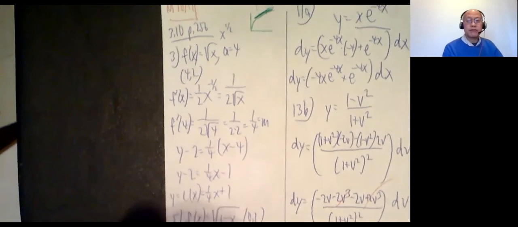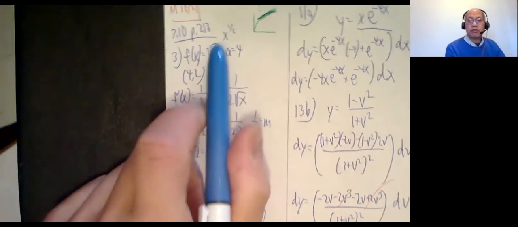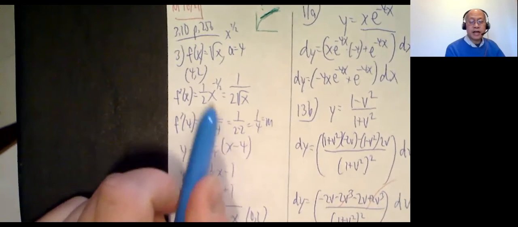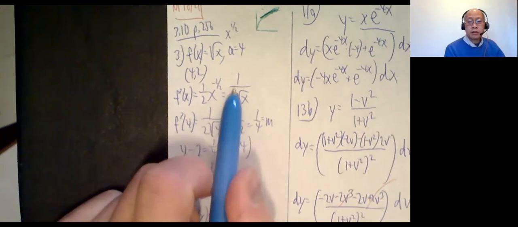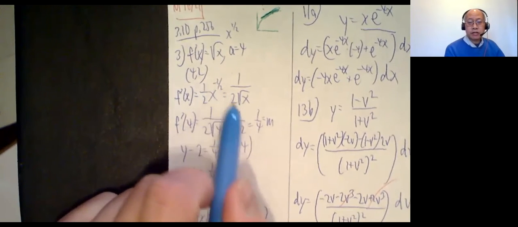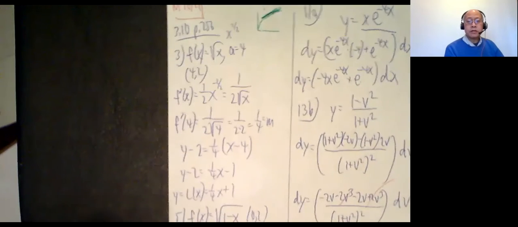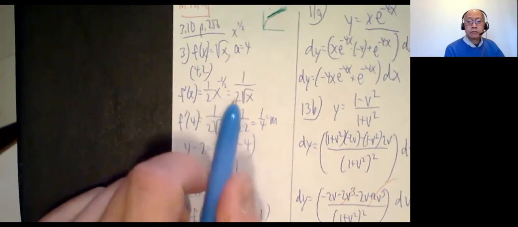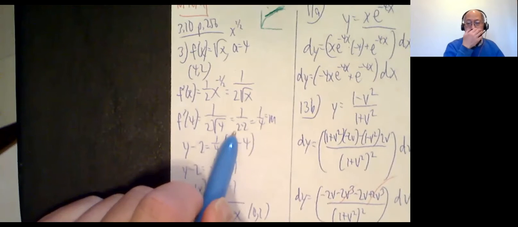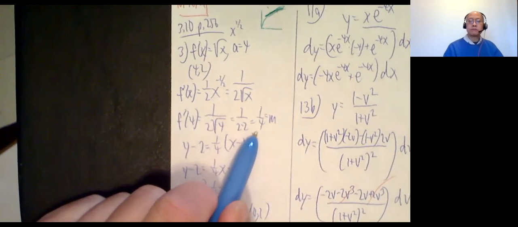So we've played this game before. Take the derivative. Derivative of x to the 1/2, which is square root of x, is 1/2 x to the negative 1/2, which is 1 over 2 radical x, right? Negative 1/2 means put a square root in the bottom. Plug in 4, put a 4 right there, 1 over 2 radical 4, 1 over 2 times 2, 1/4.